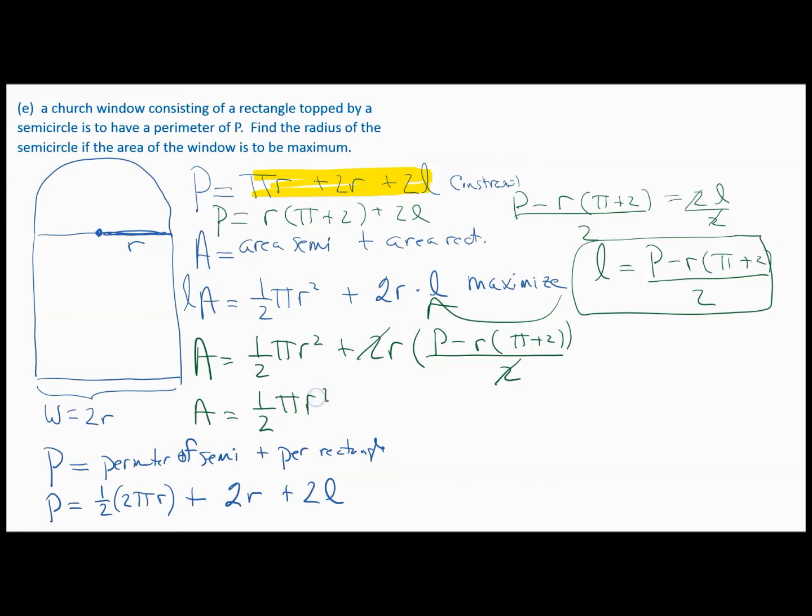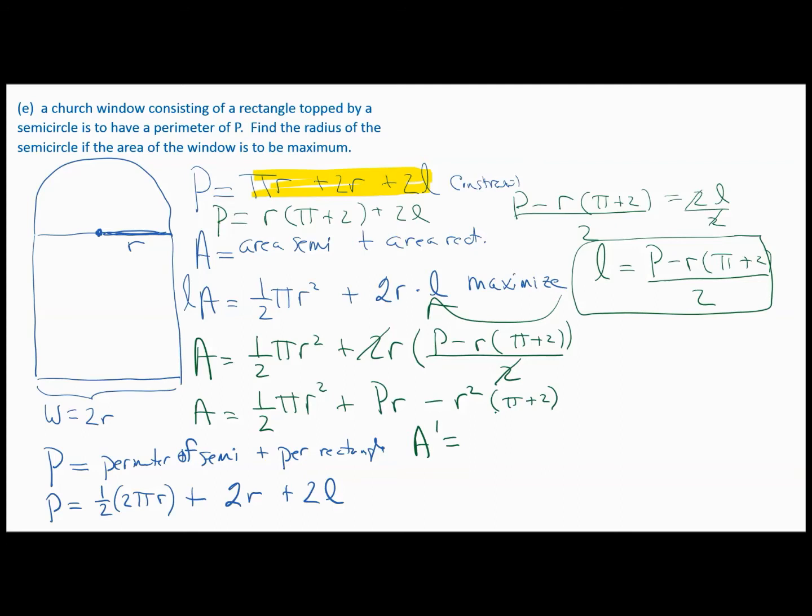1/2 pi R squared plus, I'm going to distribute that R inside, so that's PR minus R squared times (pi plus 2). Now what am I going to do with that? I'm going to take the derivative of it, right? So now I have A prime is equal to, now I have two R squareds. I could combine like terms there, but also I could just keep it separate and combine like terms later. So that is entirely up to you.